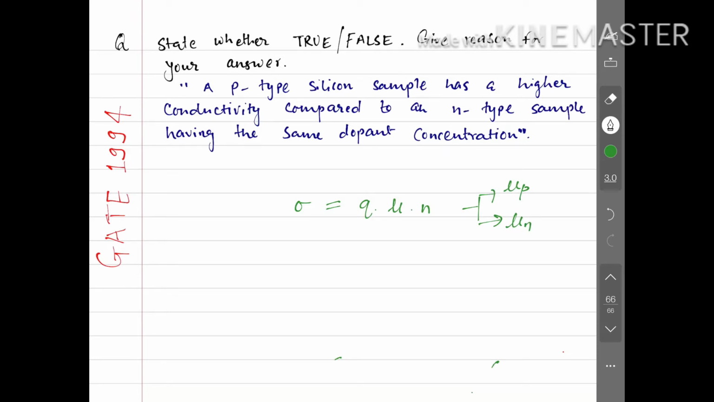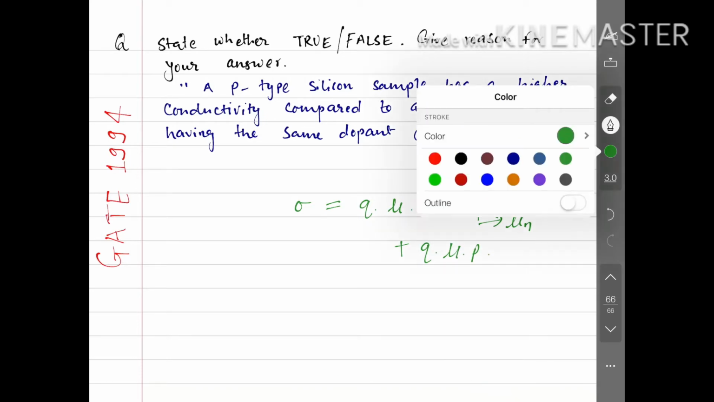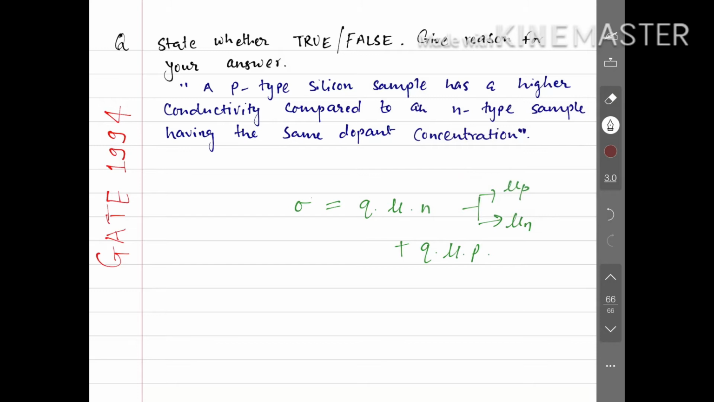For n-type material, the majority carrier concentration is written as n, and for p-type it is p. So I'm writing it in general like this, and you can also write q mu p in a simplified manner. From this relationship you can see that the conductivity is directly proportional to the mobility.